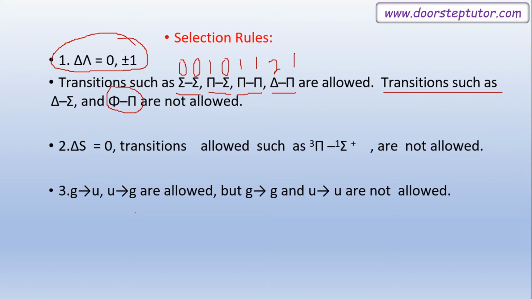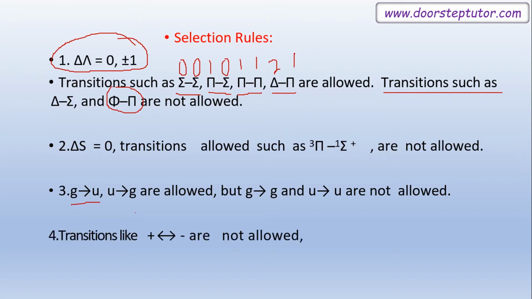So here it is 3. So 3 to 1 transition is not an allowed transition. Clear? So this transition is a forbidden transition. Okay, right. Next, here you can see G to U and G to U.